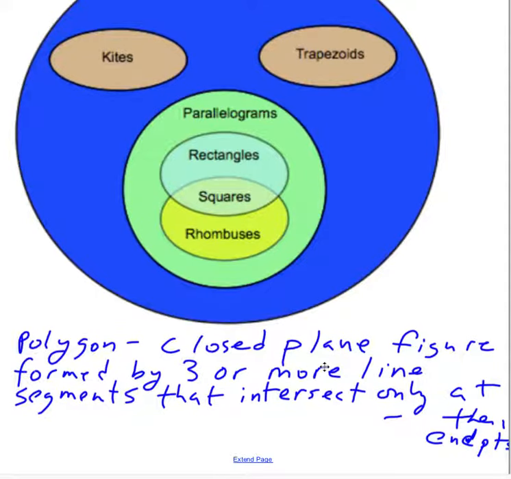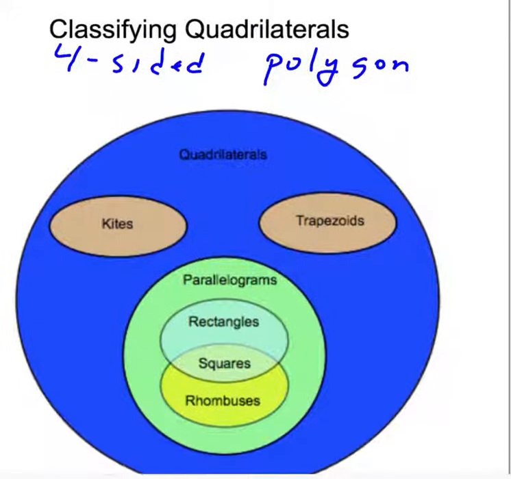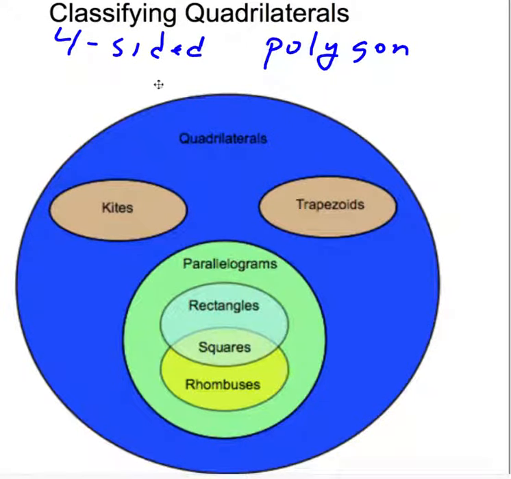figure formed by three or more line segments that intersect only at their endpoints. So examples would be triangles, quadrilaterals, pentagons, octagons, decagons, and so on. We're focused on quadrilaterals here, and when we're trying to classify them, let's first realize that the big piece of terminology is quadrilaterals.